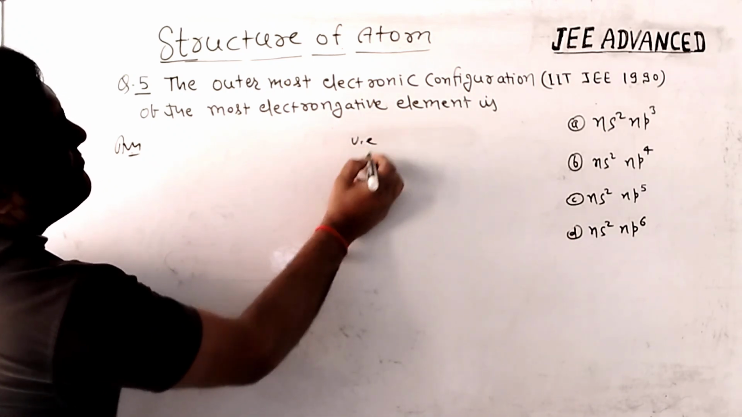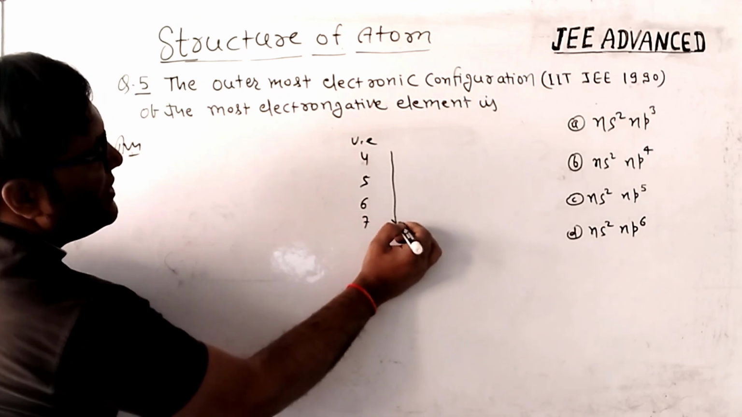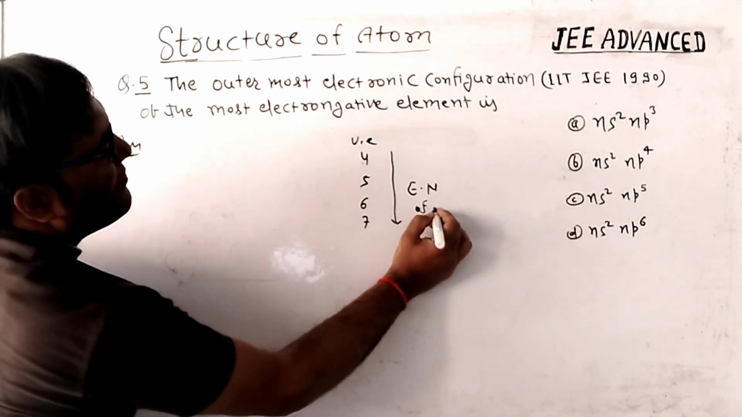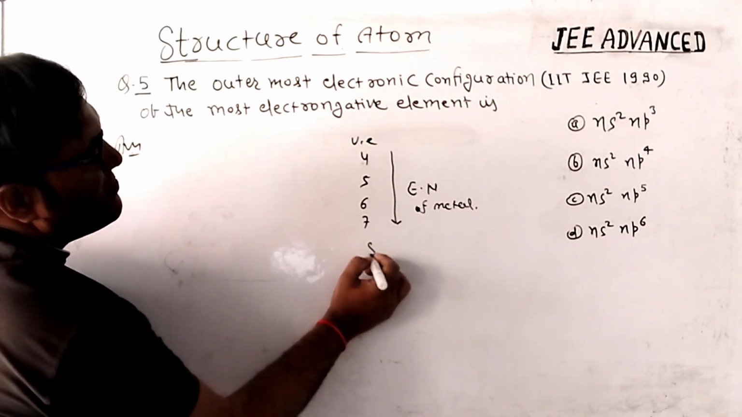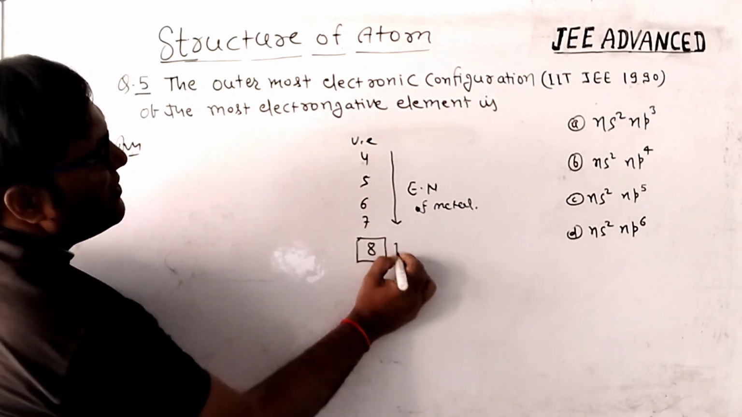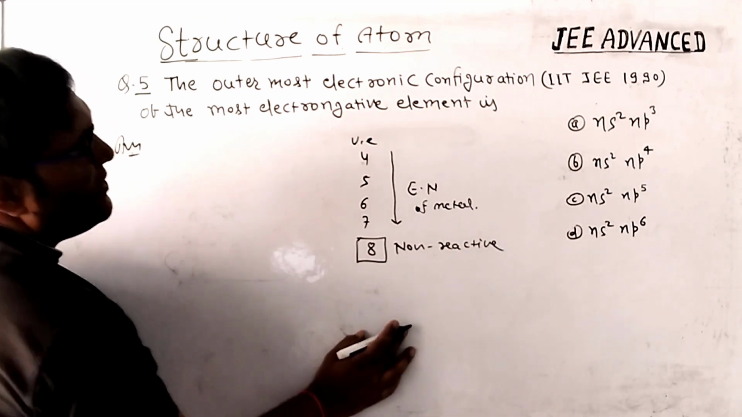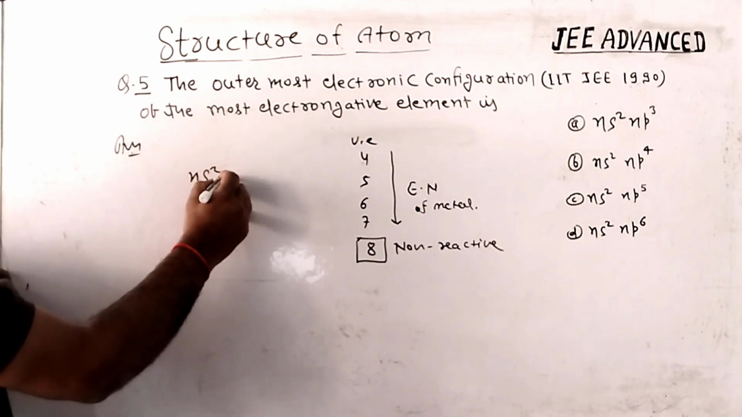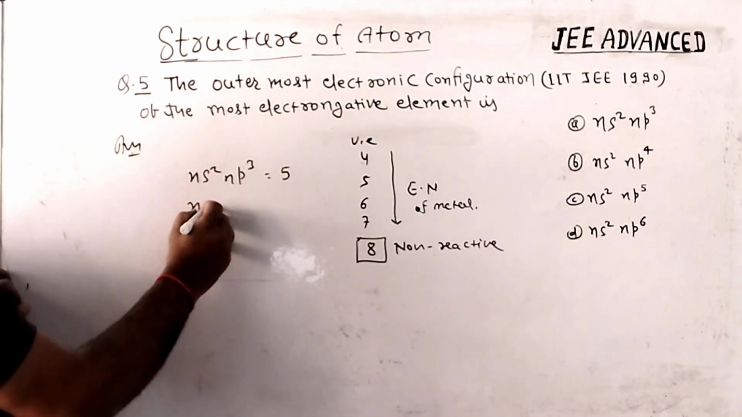Valence electrons 4, 5, 6, 7. From top to bottom, electronegativity increases in metals. But whenever the valence electron count is 8, then non-metals are non-reactive. Okay. Now, according to the given options, in ns2 np3 the valence electrons are 3 plus 2, 5.